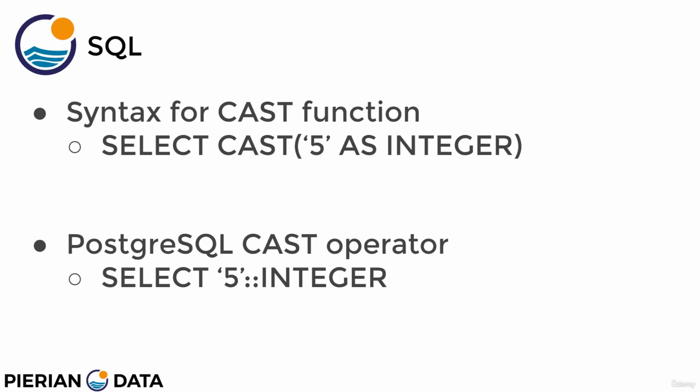The cast operator is essentially shorthand for this. Instead of having to write the cast function and the as keyword, since you're always going to be having to write that for a cast function, PostgreSQL itself has this specialized operator, which is just using two colons. So you're basically saying select and then the string 5 :: integer.